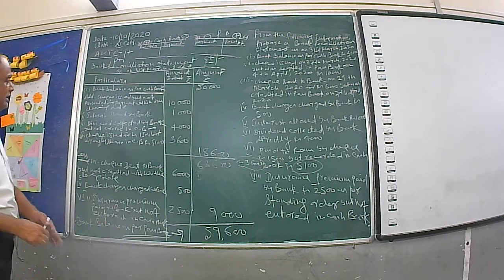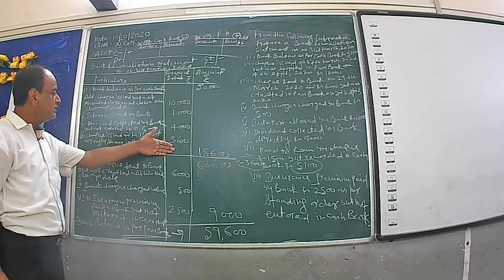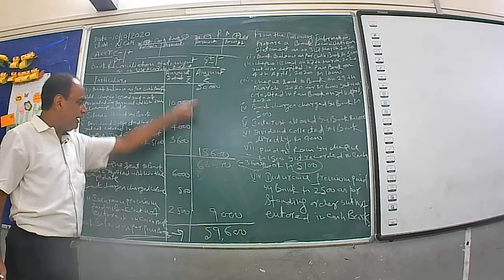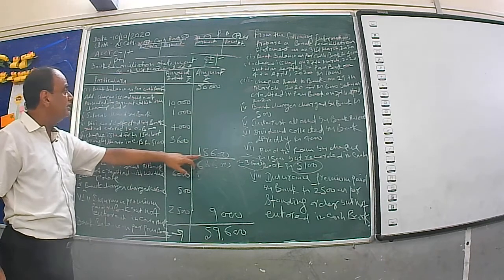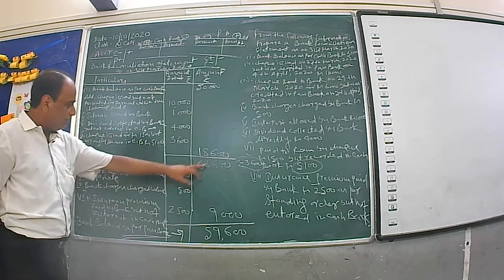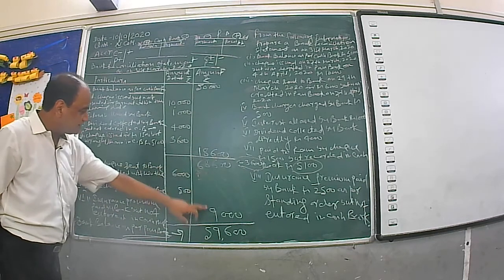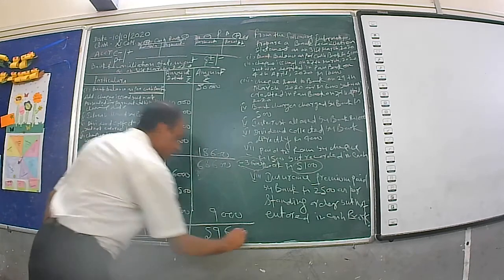So this is the method. First of all you add the total of all add items. Then you plus these items: 50,000 plus 18,600, 68,600, minus 9,000. 59,600. It will be the answer.